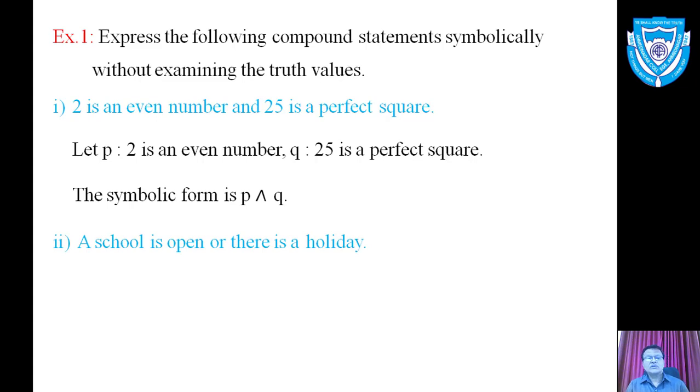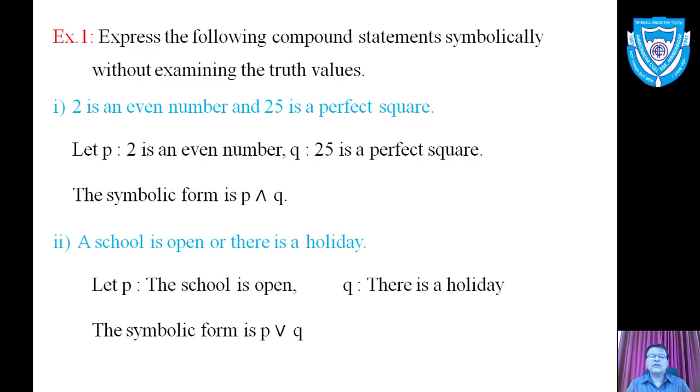Second example, a school is open or there is a holiday. This is also a compound statement. It is disjunction. Connective OR is used. Let us express this in symbolic form. Let P denote the school is open. Q denotes there is a holiday. Symbolic form is P or Q, P disjunction Q. That's all.